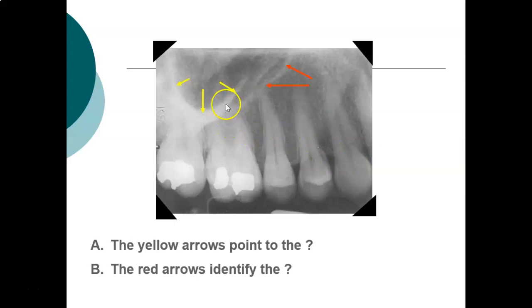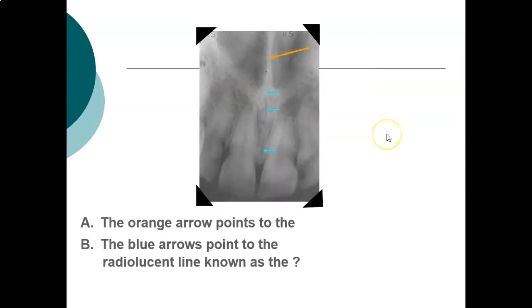Okay, so what do you think these yellow arrows are pointing to? It's kind of a U shape or a J shape. It'd be the zygomatic process. And what about this thinner radiopaque line? Maxillary sinus. Kind of goes along the posterior teeth there.